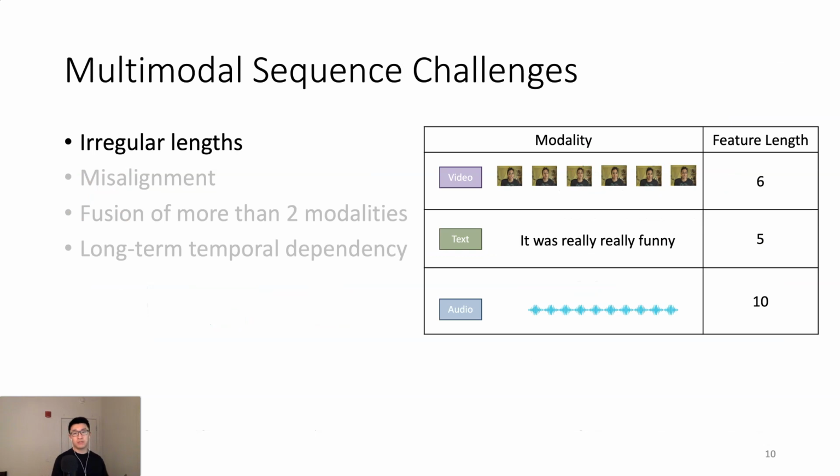So what are some of the challenges in multimodal sequence? Well, there are 4 challenges, and the first challenge is the irregular length problem. Take, for example, the example on the right. Say we have 3 modalities in a video, and you may have 6 features in the video modality, 5 tokens in the text modality, and maybe 10 syllables or utterances in the audio modality.